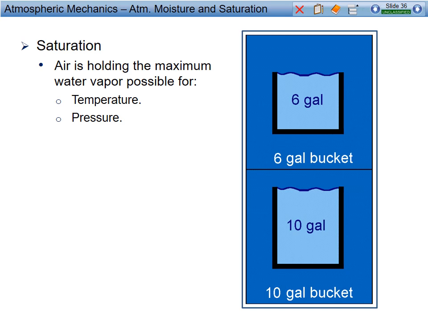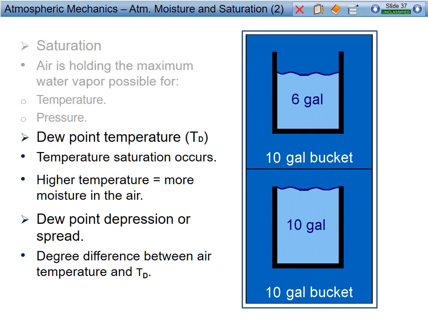Saturation is the point at which the air mass is holding the most amount of moisture it can possibly hold for that given temperature and pressure. The examples that we're looking at are a 6-gallon bucket filled with 6 gallons of water and a 10-gallon bucket filled with 10 gallons of water. If these were to represent air masses, both of these air masses would be considered saturated, although it's obvious one air mass is holding more moisture, but that is due to its temperature and pressure allowing it to hold more moisture.